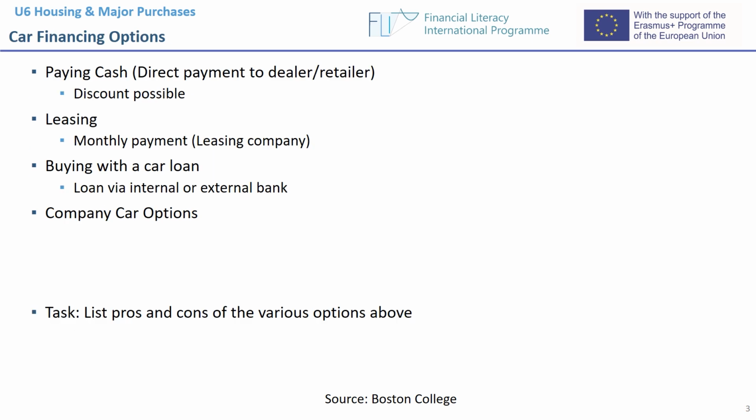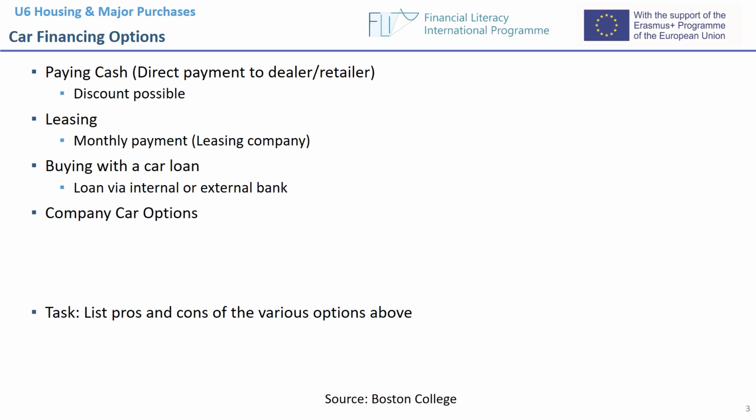Car financing options. When you consider the purchase of a car, there are different ways to pay for it. The first and easiest option is to pay for the car directly in cash. In this case, car dealers regularly give additional discounts. The second option is to lease the car and pay a fixed monthly amount for a fixed period of time. Leasing can be compared to renting a flat.